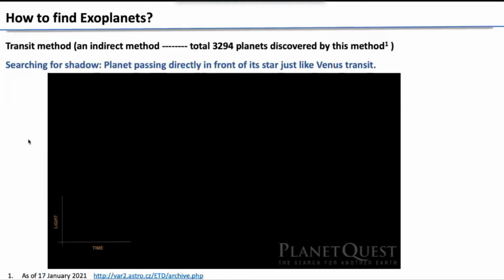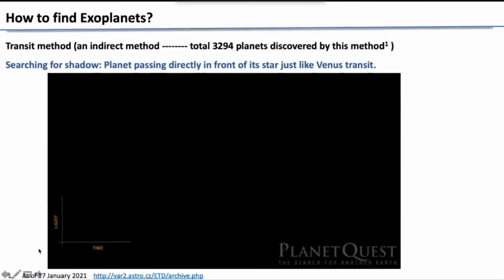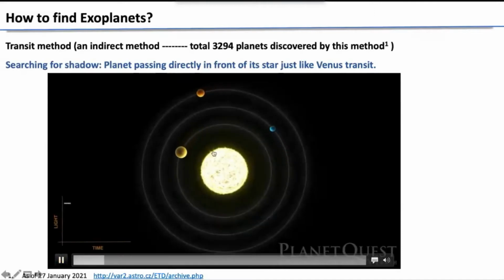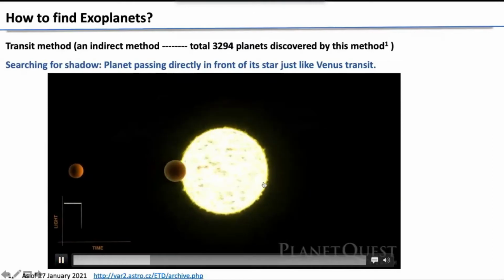The next one is the transit method. Transit means something like a Venus transit or a Mercury transit. You may have heard of the Venus transit, when Venus passes in front of the Sun, and you can see that little black dot for some time while it's transiting in front of the star itself. It's exactly the same thing if you have a few exoplanets around your star and they pass in front of it. Here we call it a light curve.